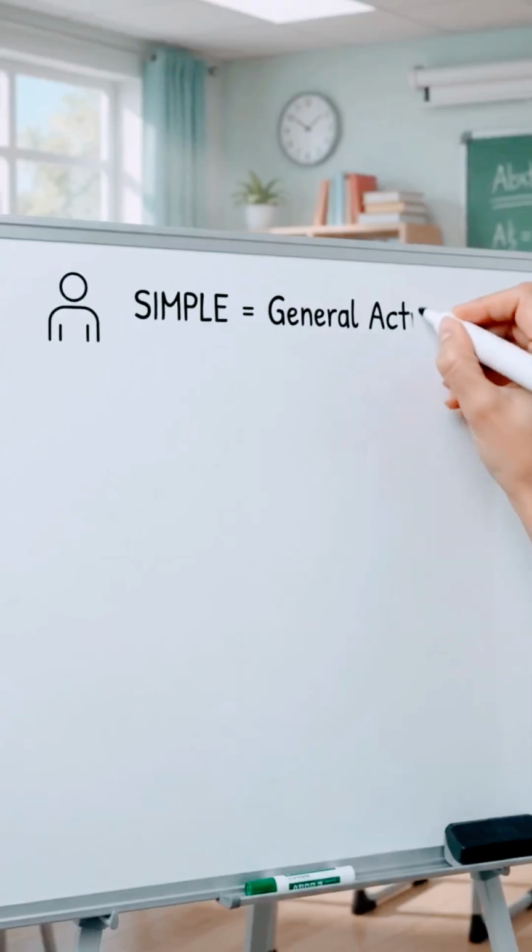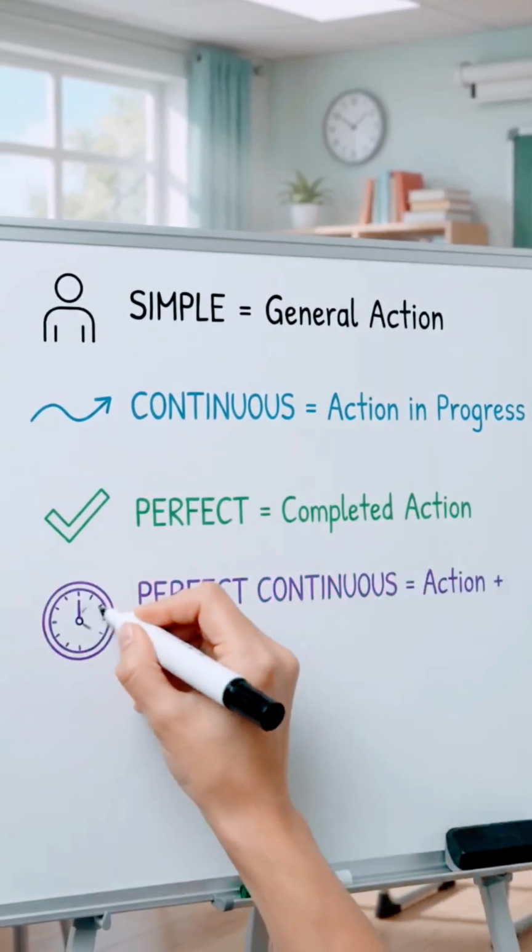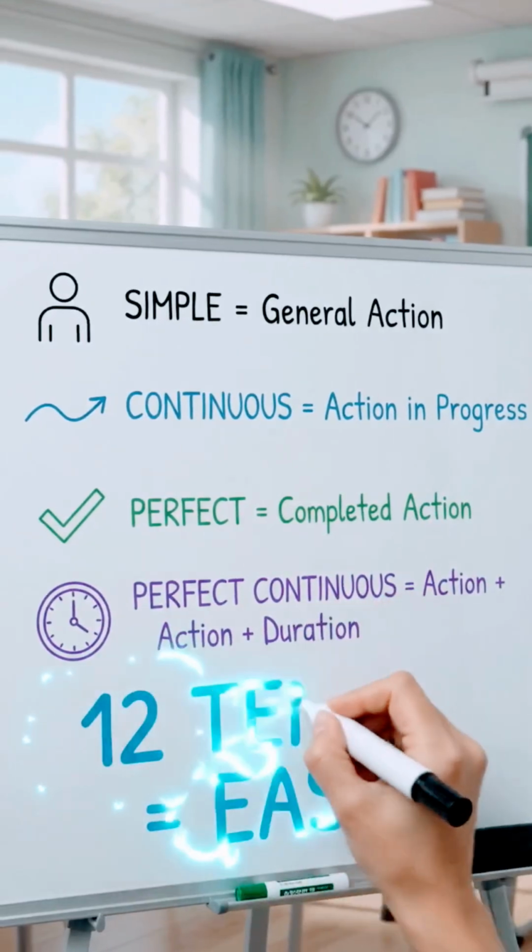Simple equals general action. Continuous, action in progress. Perfect is a completed action. Perfect continuous plus duration. See? 12 tenses are easy.